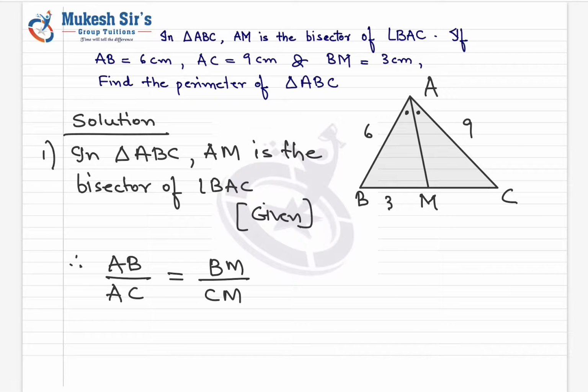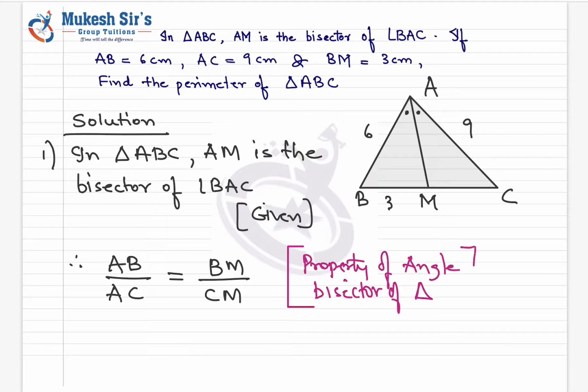So put the values. इसका reason लिखना compulsory है. So in the exams you write the reason as property of angle bisector of a triangle. Clear? Now put the values there. So when you put the values, you get AB, it is 6, upon AC it's 9, equal to BM upon CM. BM is 3 upon CM, right?